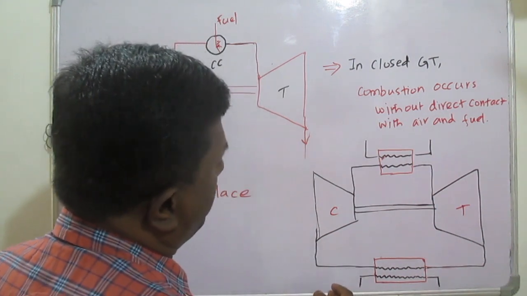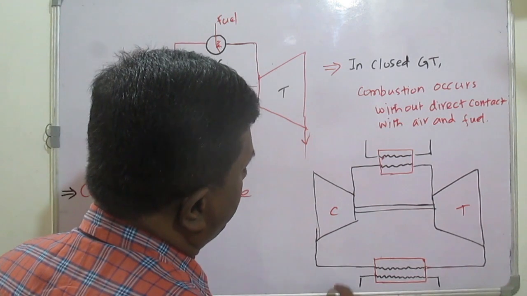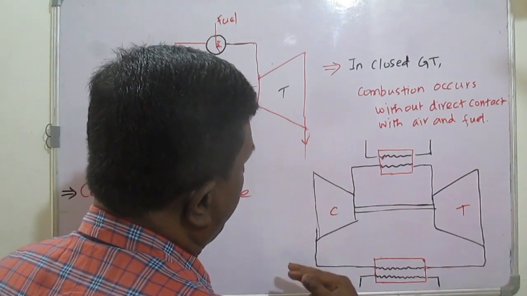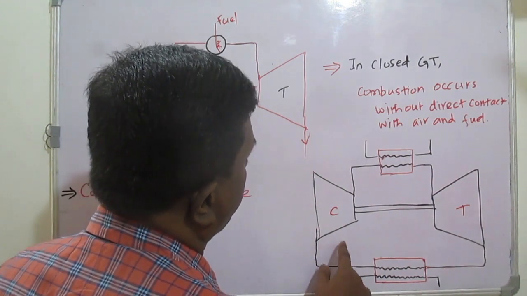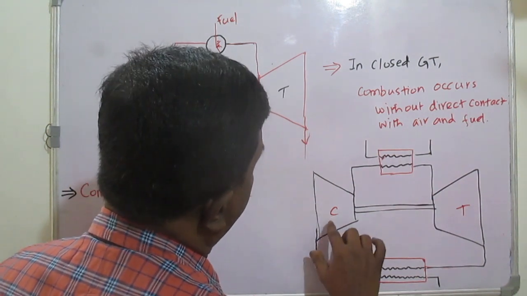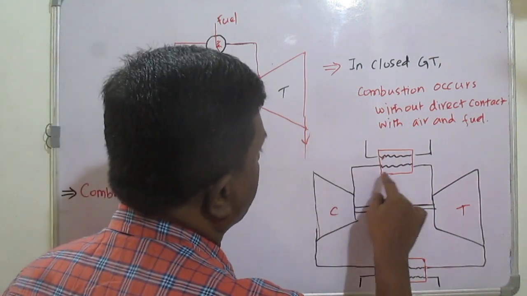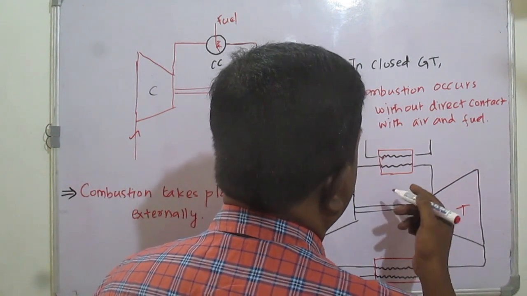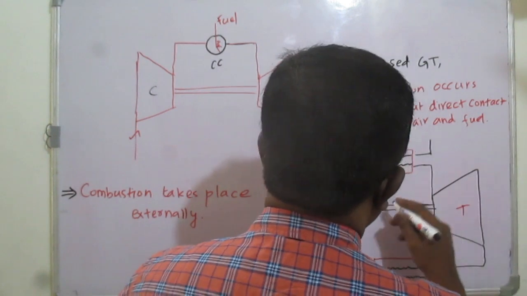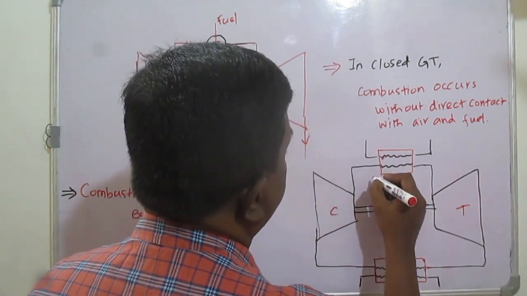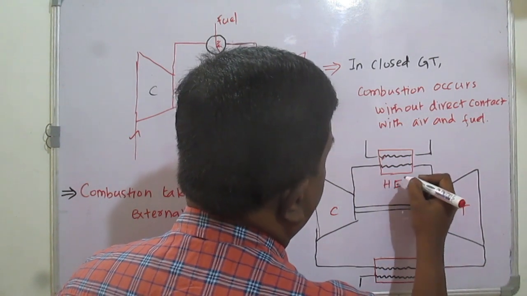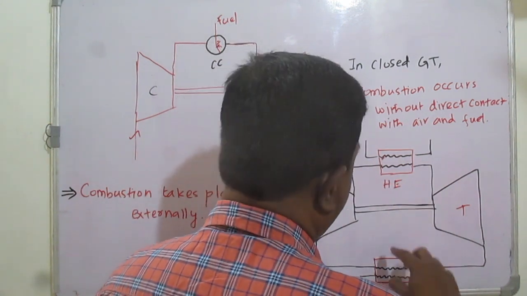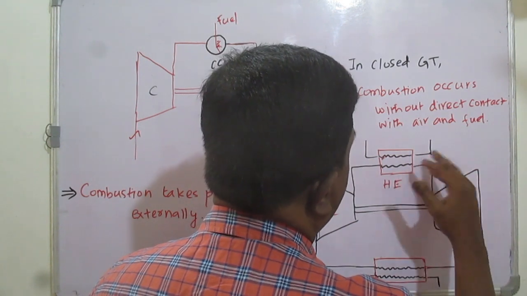Now let's see the closed gas turbine. In the closed gas turbine, we are not taking atmospheric air. Any kind of fluid can be used in the case of a closed gas turbine. That fluid is compressed and then sent to the heat chamber, or we can say heat exchanger. The compressed fluid goes to the heat exchanger or heat chamber, and that is how it is heated up.